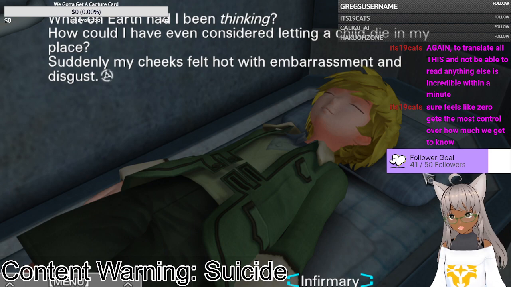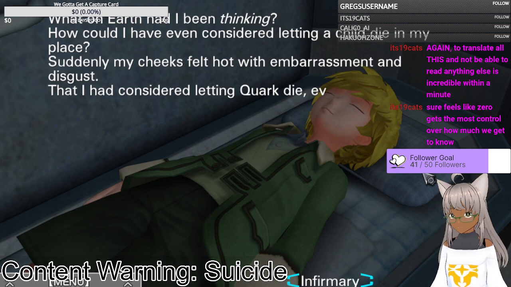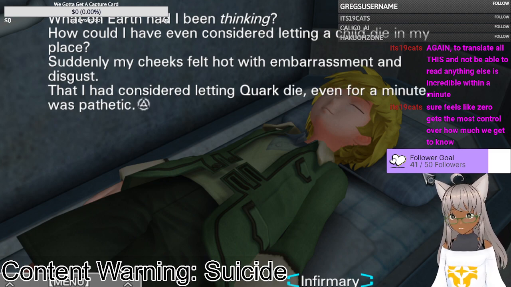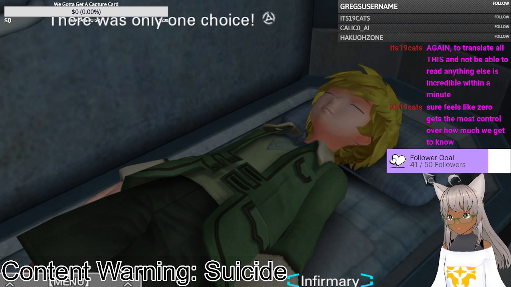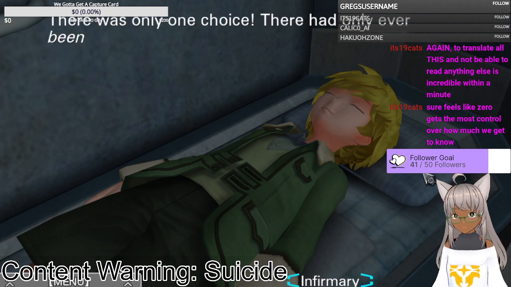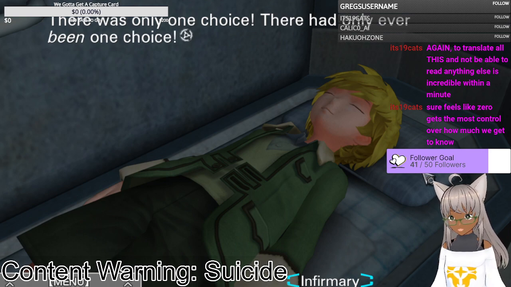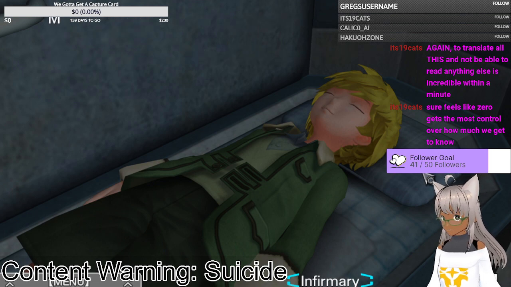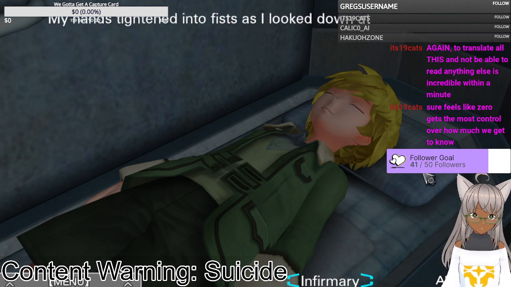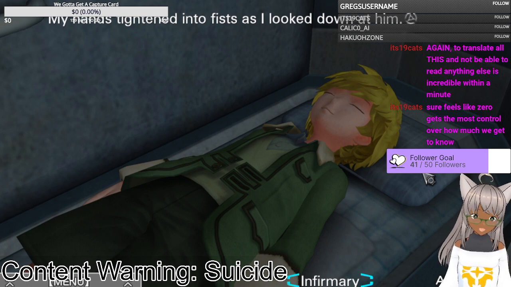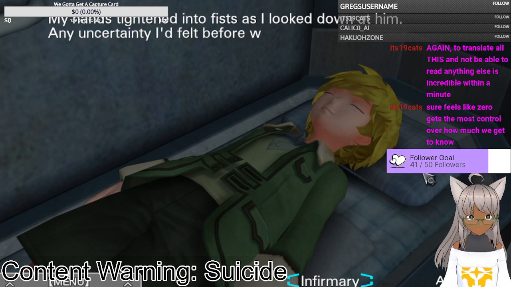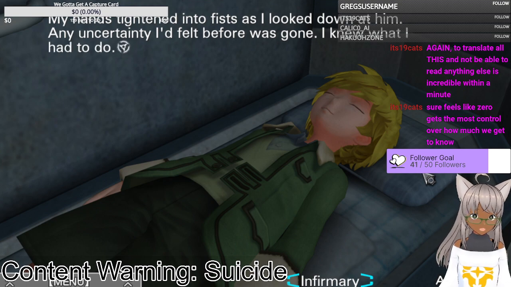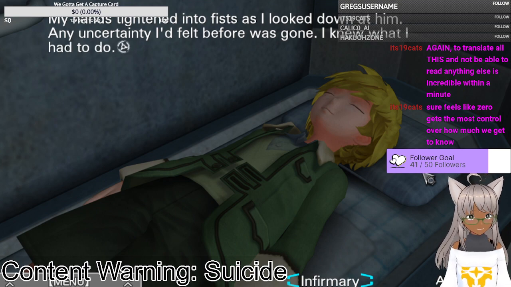Suddenly, my cheeks felt hot with embarrassment and disgust. That I had considered letting Quark die even for a minute was pathetic. There was only one choice. There had only ever been one choice. No way was I going to leave Quark to die. My hands tightened into a fist, and I looked down at him. Any uncertainty I'd felt before was gone. I knew what I had to do.